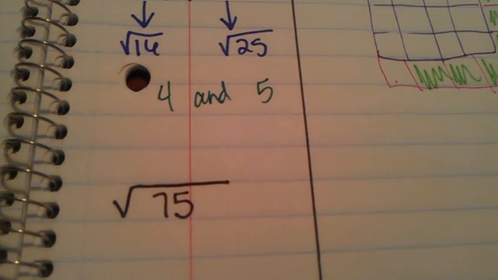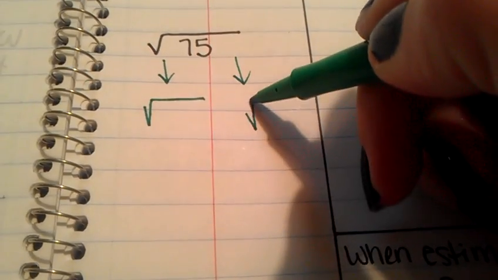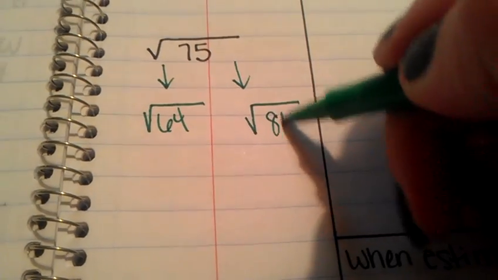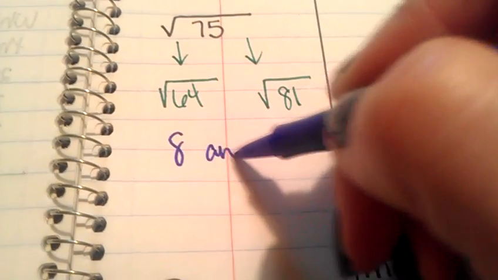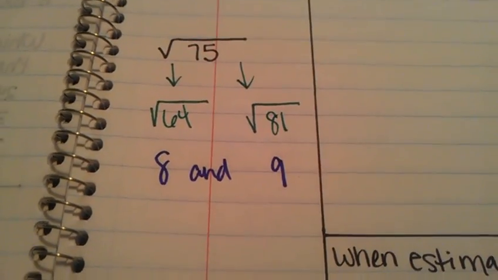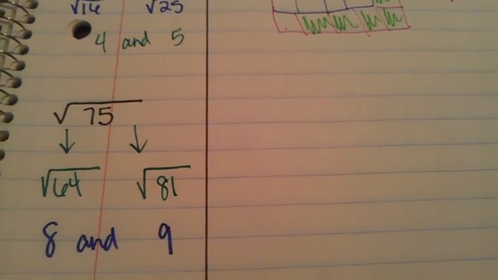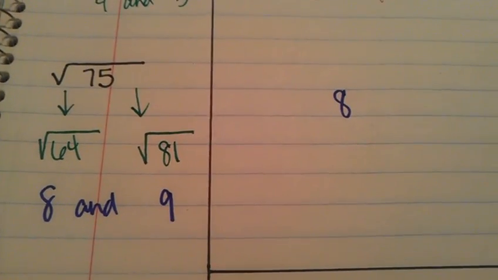Last example, the square root of 75. The square root of 75 falls in between, let's see, the square root of 64 and the square root of 81. So it falls in between 8 and 9. Now, do I always have to draw my square? No, you don't. Okay, we know that our answer is going to start with 8, but let's just count.